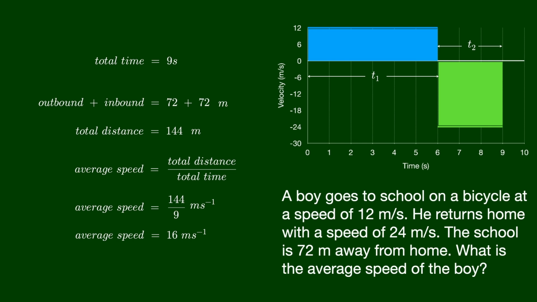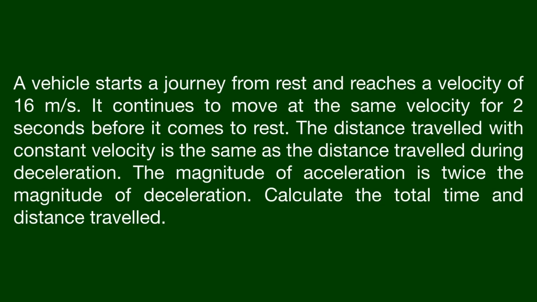Let's look at the next exercise. A vehicle starts a journey from rest and reaches a velocity of 16 meters per second. It continues to move at the same velocity for 2 seconds before it comes to rest. The distance traveled with constant velocity is the same as the distance traveled during deceleration. The magnitude of acceleration is twice the magnitude of deceleration. Calculate the total time and distance traveled.